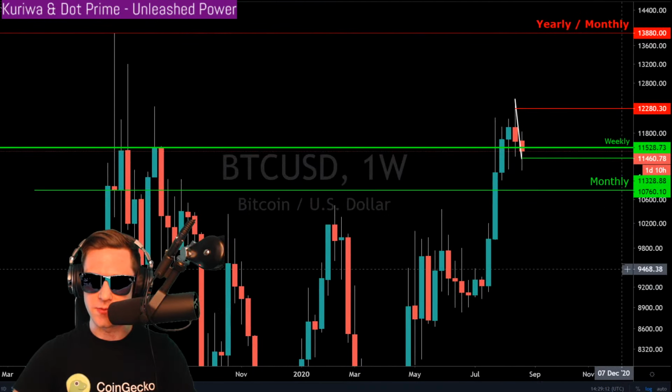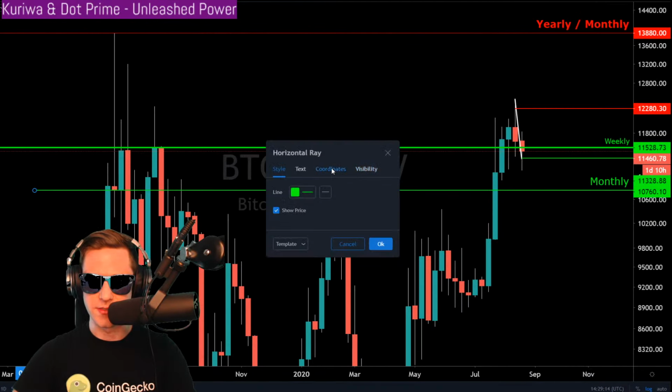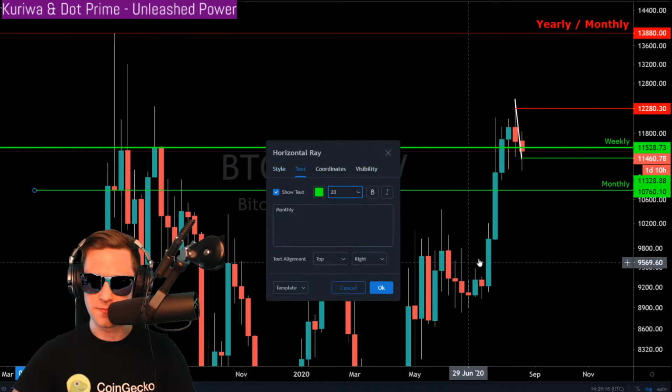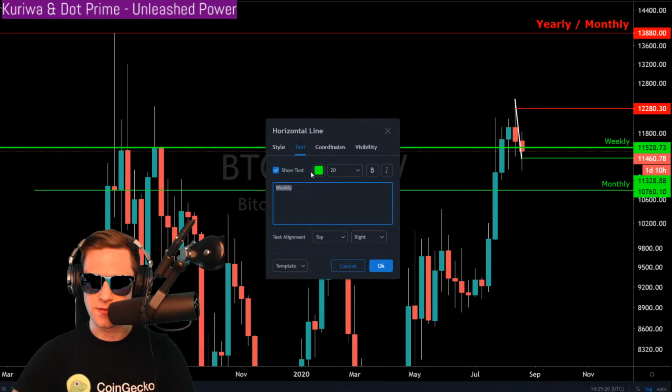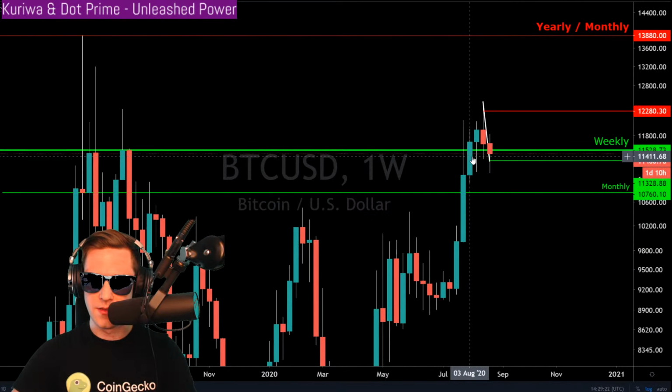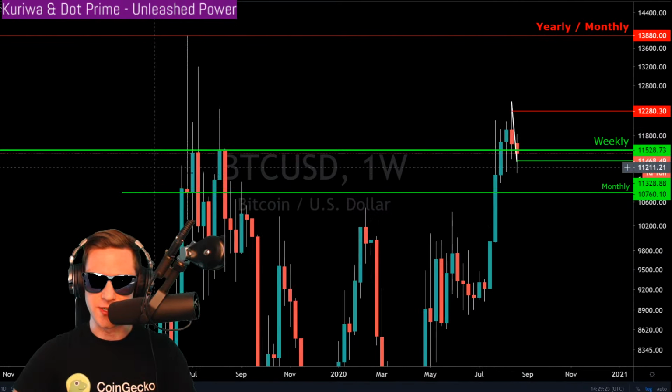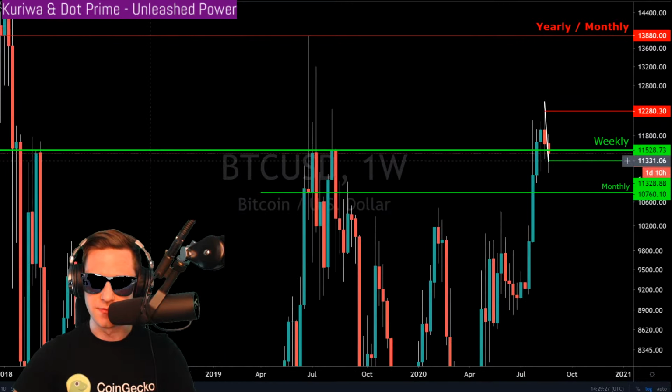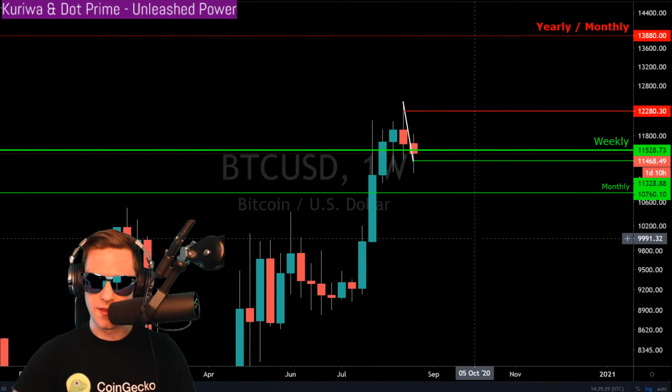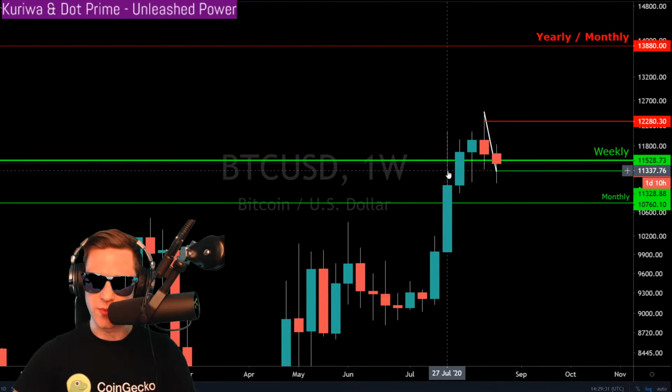Price moves up to this weekly. I wish I would have hid these other ones. Oh well. Better. We see price move up to it. People start escaping these positions by selling as price approached that previous level.